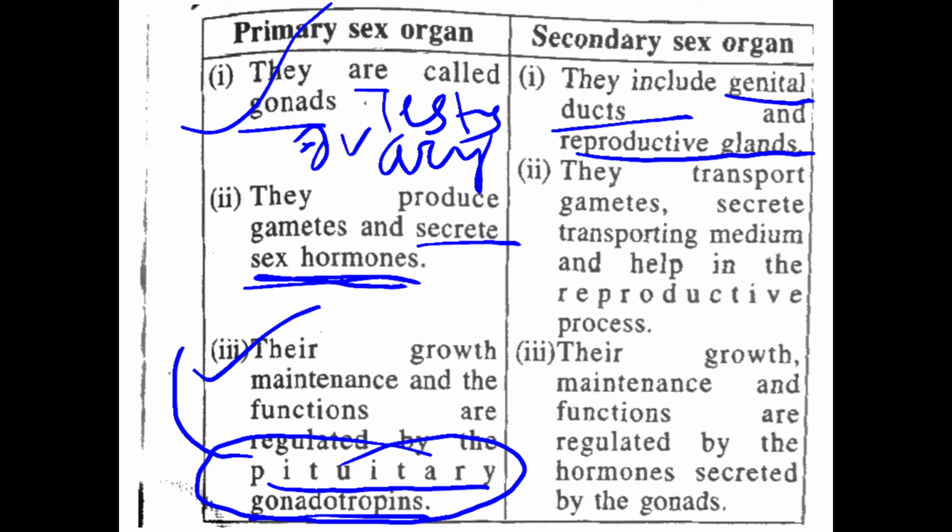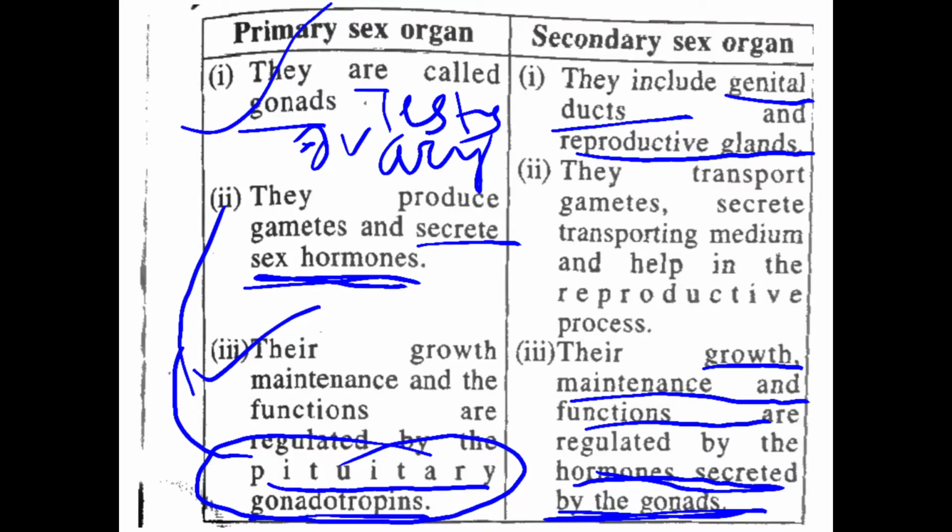Whereas the growth of secondary sexual characters, that is growth, maintenance and functions, are regulated by the hormone secreted by the gonad. Okay. If the gonad function is good, then the function of the secondary sex organ is good.